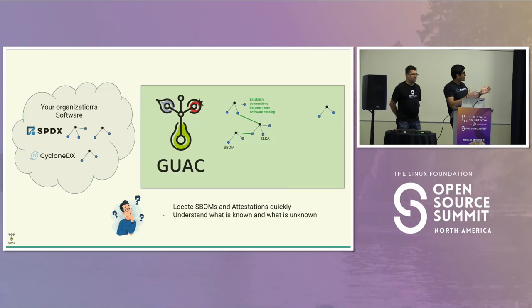So if you're starting off in your journey, if you're just generating SBOMs, just generating attestations, and you want to store them somewhere that you can query them quickly and also at the same time utilize all the information within them to make actual decisions. But at the same time, because I'm expanding my supply chain, I can figure out what other packages don't have these SBOMs and attestations, and what I need to do next to generate them and so forth.